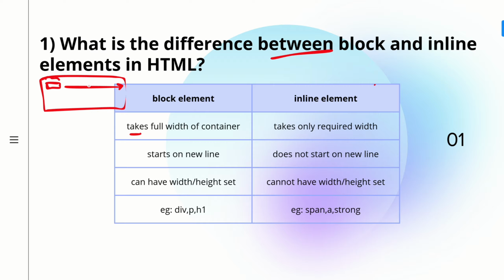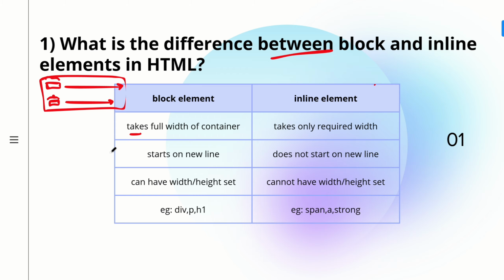So block elements occupy the full width of the container, whereas inline elements take only the required width. So if this is your element and it is an inline element, then it is going to take only the width which is required for that specific element, and it doesn't care about the rest of the horizontal space. It is only going to occupy the width which is required for that specific element.